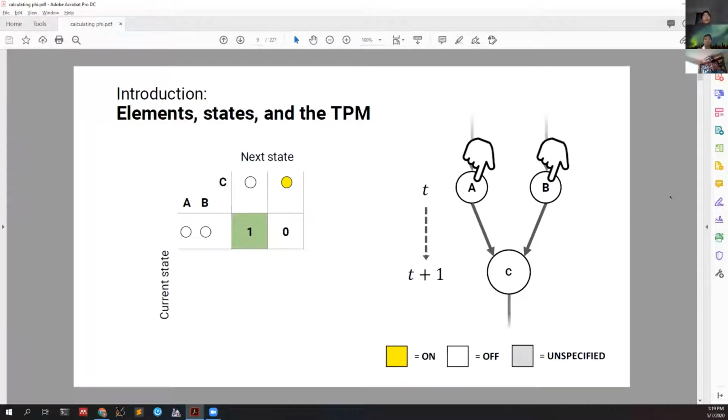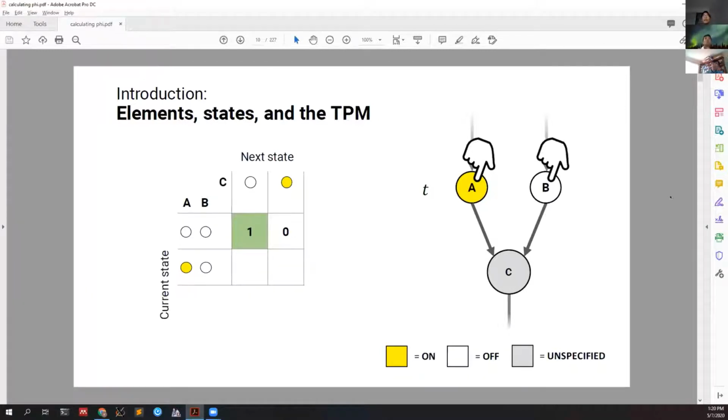So when given this input of off states from both A and B, C will be in the off state with a probability of 1 and will be in the on state with a probability of 0, which means that when C receives off states from both A and B, C will always be off and will never be on. This is what this matrix means. We can just try the same thing for all other possible inputs.